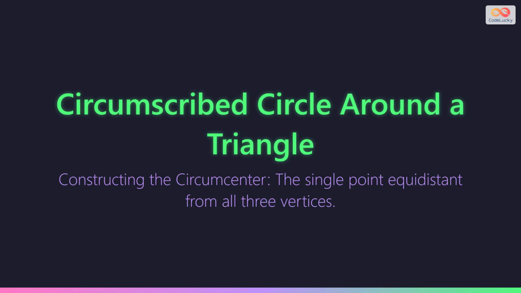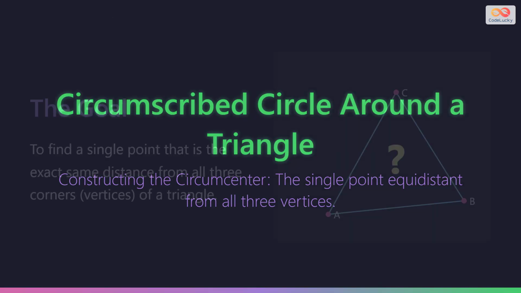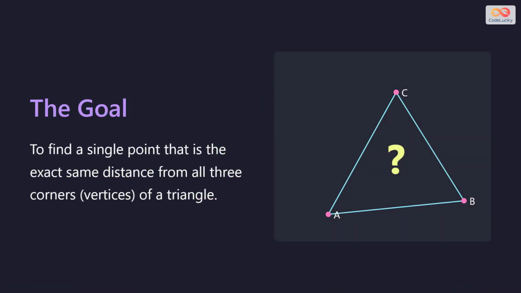Today, we're going to learn how to draw a perfect circle that passes through all three corners of any triangle. This process involves finding a special point called the circumcenter, which is equally distant from each vertex. Our main objective is to locate one specific point inside or outside a triangle that has the exact same distance to vertex A, vertex B, and vertex C. This point will become the center of our circle.